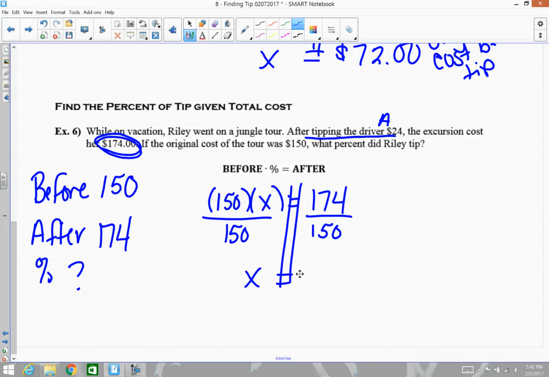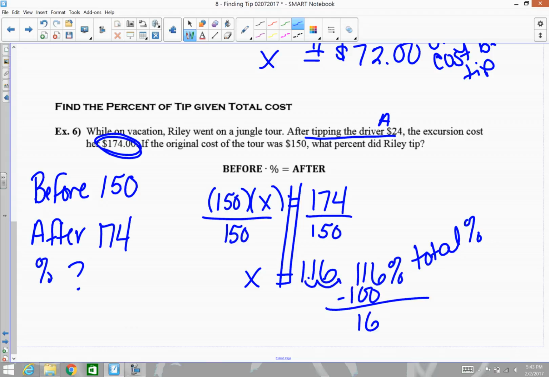And we get x equals 116. I believe that's actually 1.16. But we have to change it to a percent. We get 116%. But you need to recognize that this is your total percent. Because she's paying 100% of the cost of the tour, I have to subtract that out, and we actually get a 16% tip.